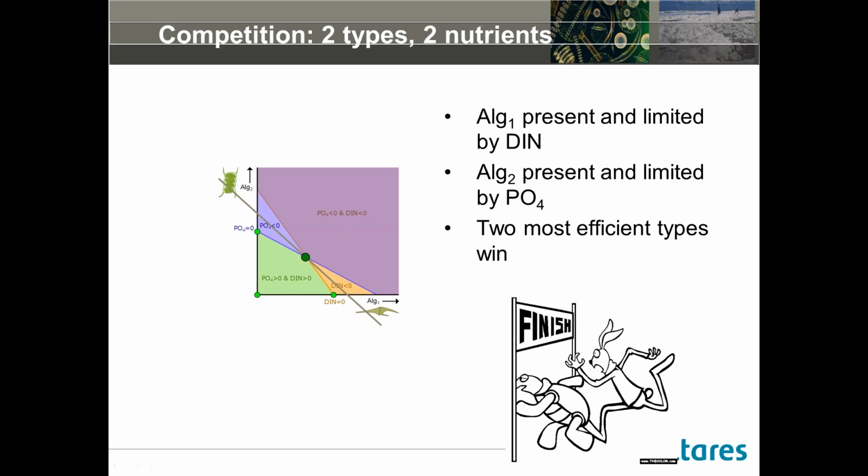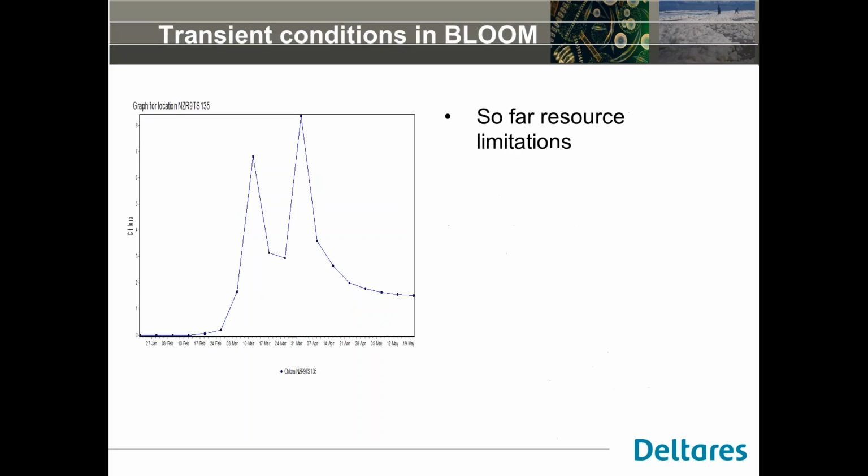It's important to note that this correspondence between the presence of algae and the limiting factors is a characteristic of the model. You will always find exactly the same number of types as there are limiting factors, and you will always know which type is limited by which factor.